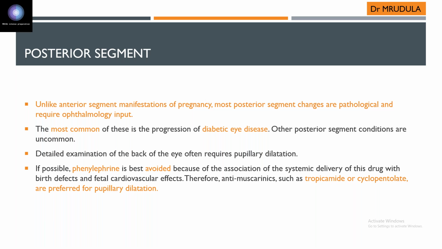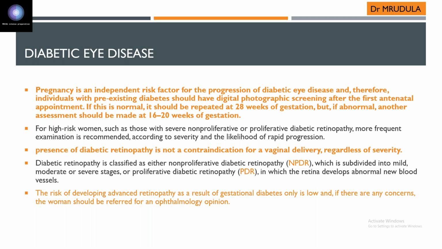For pupillary dilatation, phenylephrine is best avoided because of its systemic delivery, and it is associated with birth defects and fetal cardiovascular defects. So phenylephrine should be avoided. But the drugs which can be used for pupillary dilatation in pregnancy are tropicamide and cyclopentolate. So tropicamide and cyclopentolate are preferred for pupillary dilatation in pregnancy.